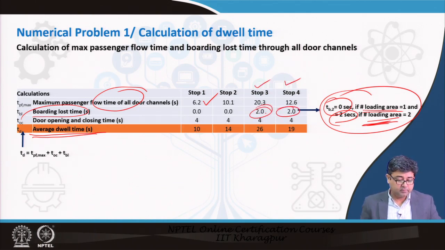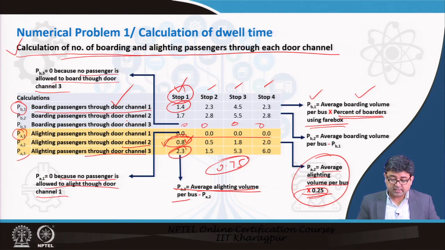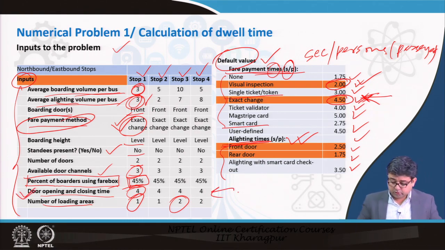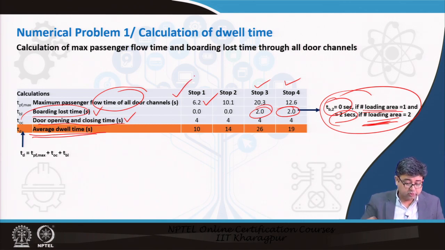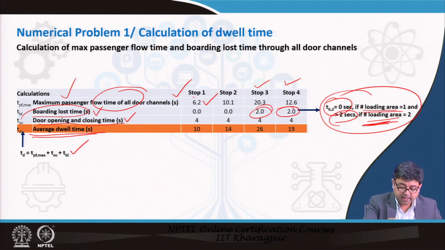So, that is kind of a boarding loss time, and the door opening and closing times are already given to you as standards right here. So, you take these two time factors, and you already know the maximum passenger flow time, then you add up all the 3 times. If you add up all the 3 times, this tells you that this much time is needed to process the passengers boarding and alighting, because there will be people paying ticket fares and so on and so forth. So, that gives you the total time needed for that.